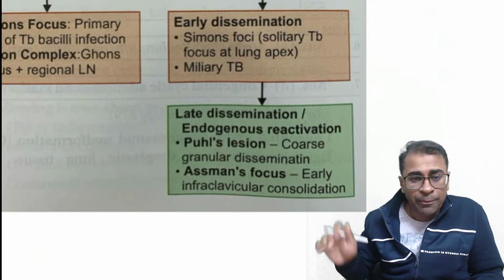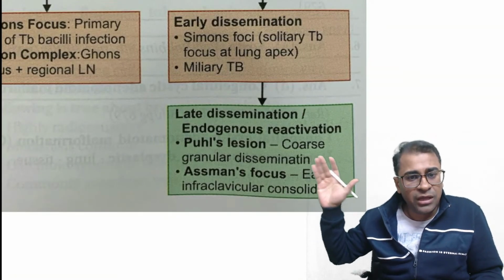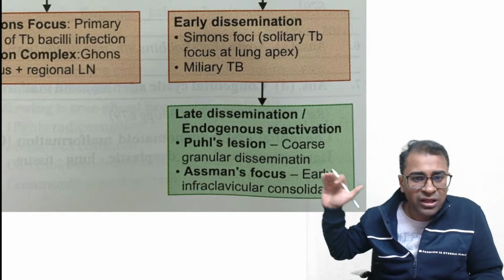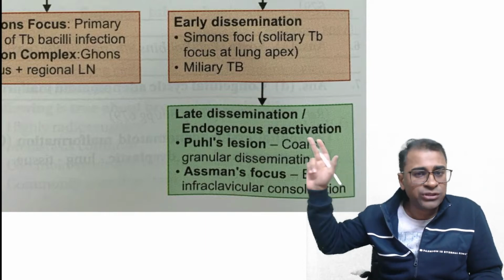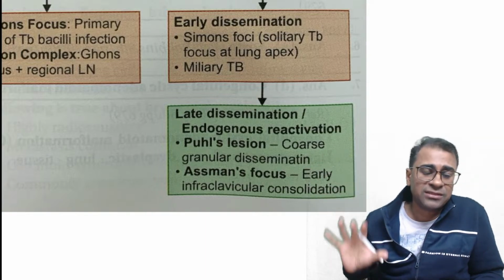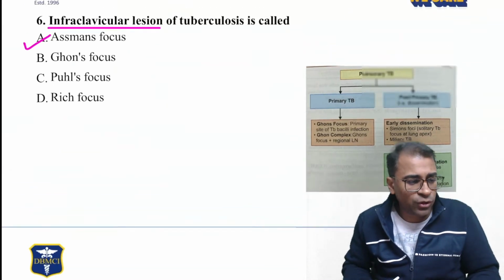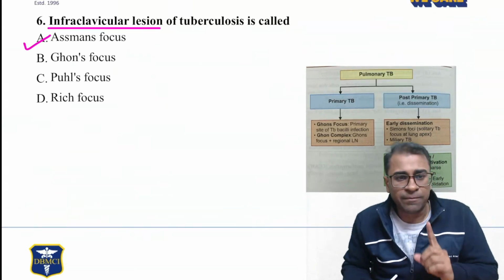Look, what is Puhl lesion? Coarse granular dissemination. What is Assmann? Infraclavicular consolidation. And what is Simon? It's a solitary TB focus at the lung apex. These are the three names in tuberculosis. So will you all remember this? All of you tell me, promise me. You won't forget this. Okay?